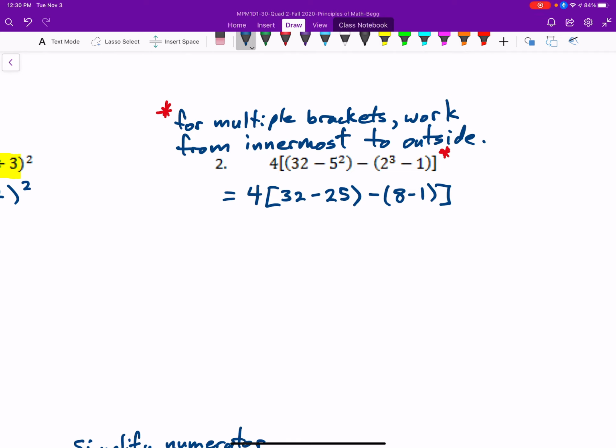So everything's getting written down, even the stuff that's not being worked on. Sorry, I forgot a bracket there at the front. So again, still working from the inside out. This 4 is still not being worked on. But the next thing is I've got 32 minus 25 in this bracket. So that's the next step, and I'll write that as 32 minus 25 is 7.